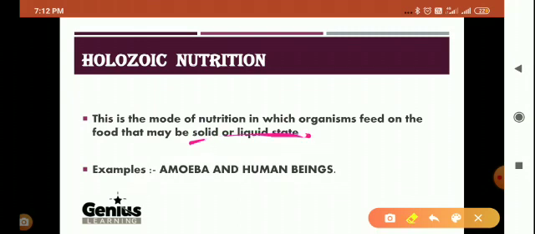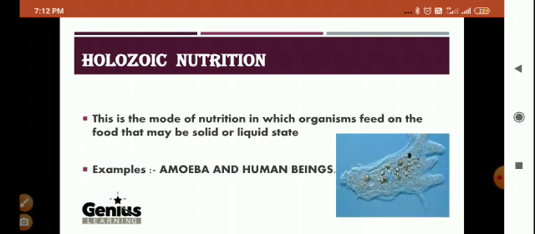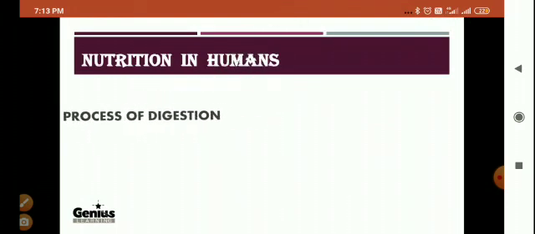Now we learn the examples. What are the examples? Examples are amoeba and human beings. Now, this is the picture of amoeba. I hope everybody is understanding the concepts and you have understood Holozoic nutrition. Now, in this slide, we will learn the nutrition in humans.